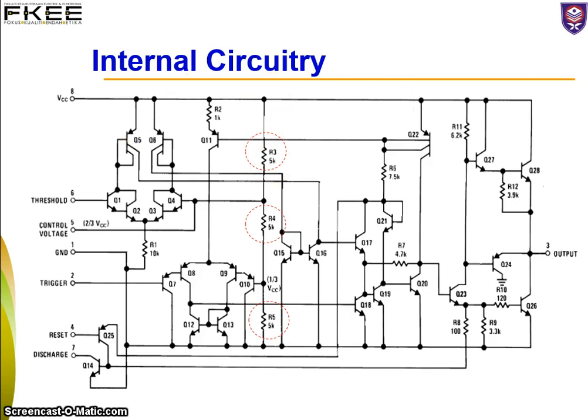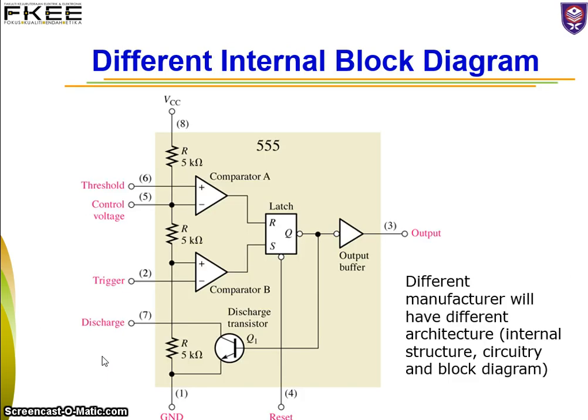So we can have 2 values over here, which is for the threshold will be compared with 2/3 of VCC, and this one is 1/3 of VCC. And we have these 2 transistors for reset and discharge path. The internal circuitry of 555 timer will be different from one manufacturer to another, but basically it still has 2 comparators actually, A and B, the RS flip-flop or latch, and the 3 resistors. So this is all the pin number just now.